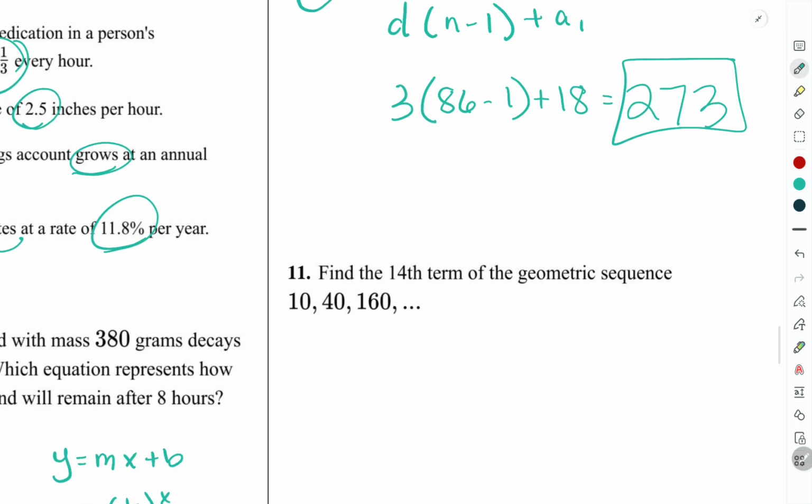Okay, same vibe, but now the geometric sequence. Geometric sequence means it's multiplying or dividing. My formula for that is this one. You've got the same type of things going on, but instead of a difference, now you have a ratio. Ratio is what you're multiplying by, difference is what you're adding by. So first term is 10. My ratio, it looks like I am multiplying by 4 each time. And I'm looking for the 14th term. Big number, but that's okay.